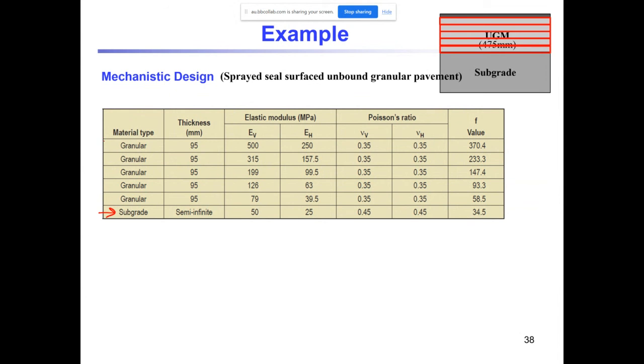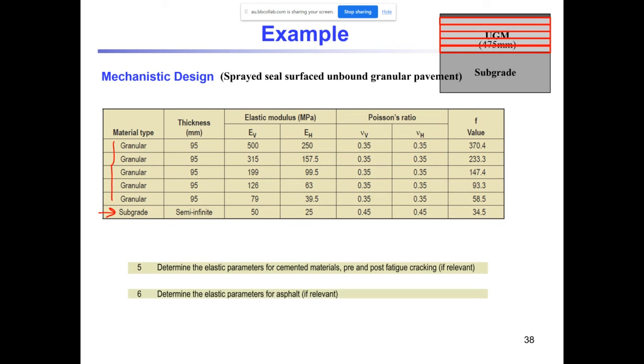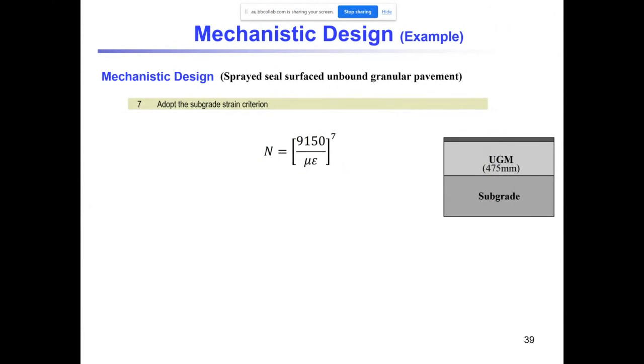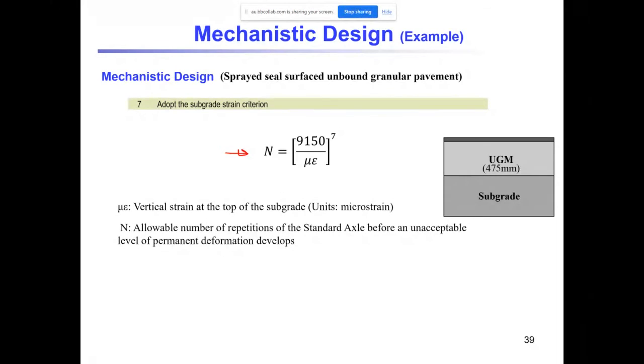You start from subgrade, and then 5 sublayers for the unbound granular material. In this example, there is no bound layers, so we don't need to consider the bound layers, cement and asphalt. Then we go to this empirical equation to determine the allowable repetition. So this is the empirical equation we need to use.